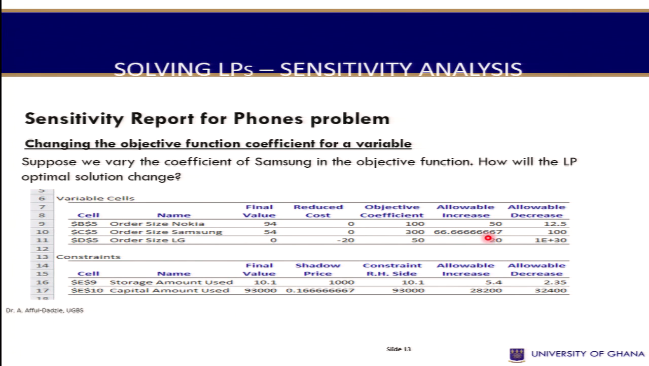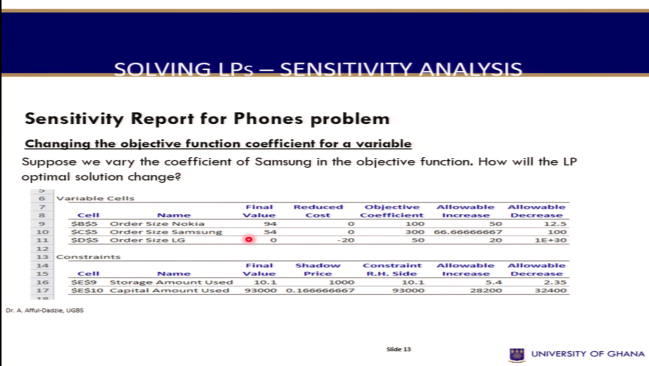Now, for Nokia we have an allowable increase of 50 and an allowable decrease of 12.5. This tells us that we can increase the objective coefficient for Nokia phones by up to 50. That means we can increase from 100 to 150, and holding all other variables constant, you will still be required to order 94 Nokia phones and 54 Samsung phones and no LG phones to maximize your profit. In other words, if you increase your profit on the phones by, say, 20, up to 120, this final value solution will not change.